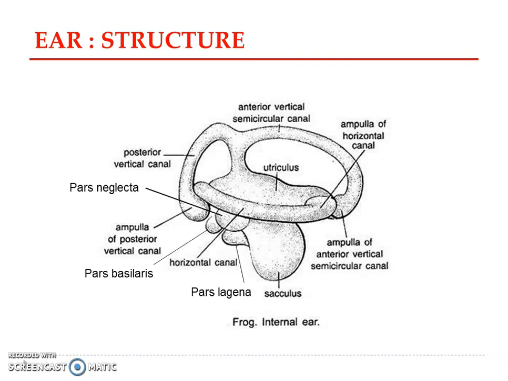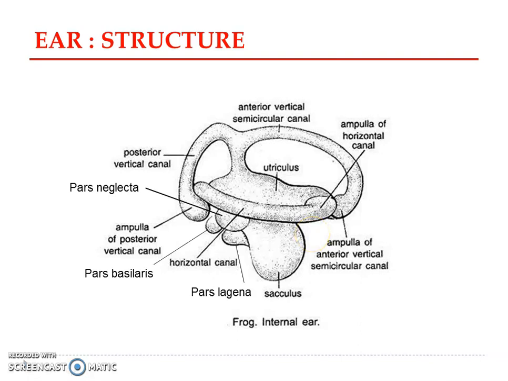The membranous labyrinth is located inside, lodged inside, a skull part which is known as the bony labyrinth. The shape is almost like this. So this internal ear, or the membranous labyrinth, perfectly fits into the bony labyrinth. It is a part of the skull.